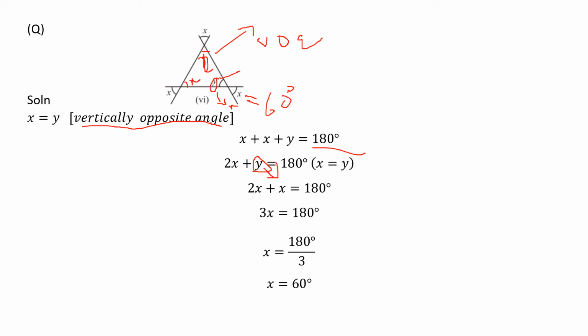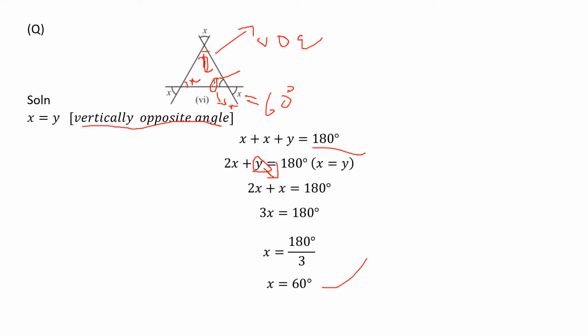So 2x plus x is equal to 180 degrees. 2x plus x, 3x. 3x is equal to 180 degrees. Then normal calculation. x is equal to 180 degrees divided by 3. So x is equal to 60 degrees. 180 divided by 3, so x is equal to 60 degrees.